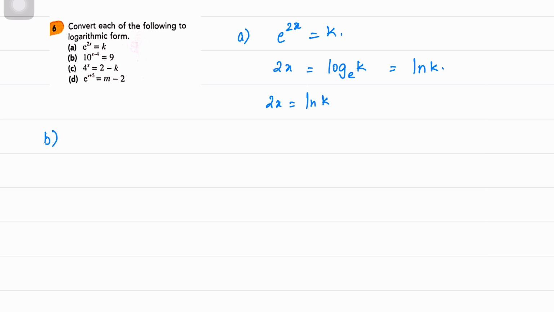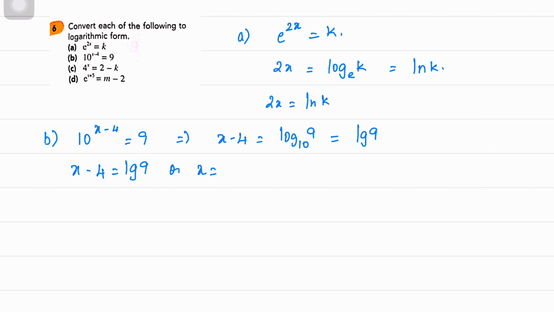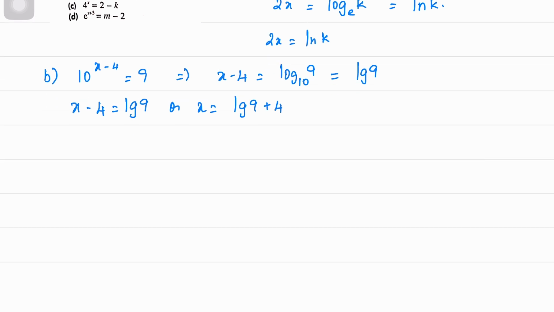Now let's move on to B. 10 raised to x minus 4 equals 9. So this is x minus 4 equals log base 10 of 9, or this is equal to log of 9. As we know, log base 10 can be written as lg, and from this x minus 4 equals log 9, or x equals log 9 plus 4.